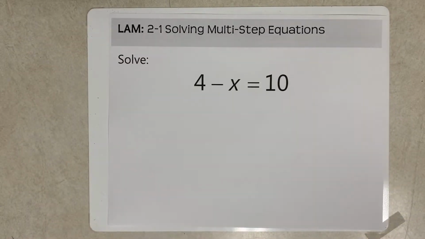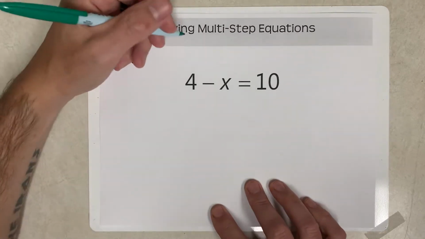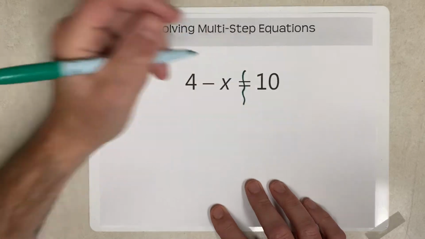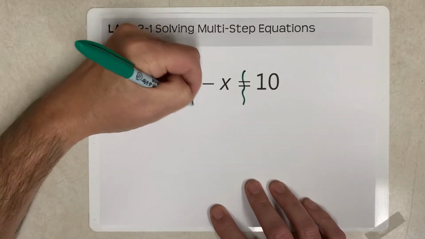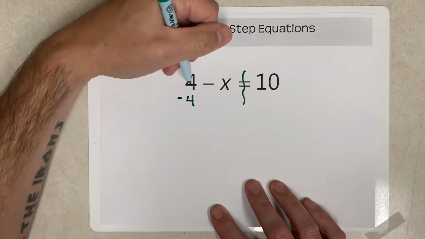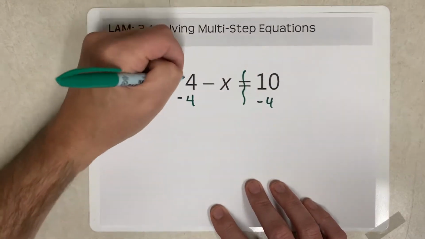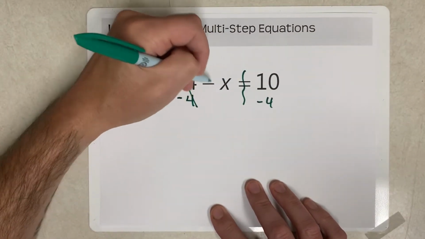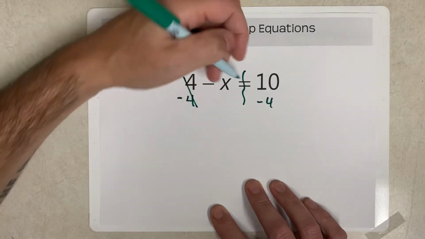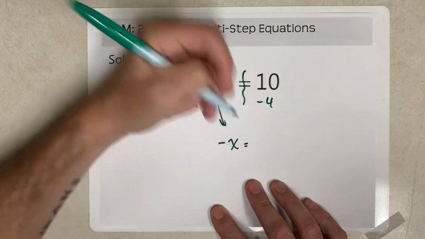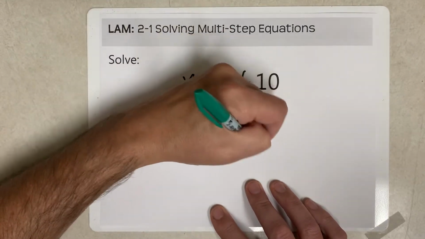4 minus x is equal to 10. Let's take a look at this one. We need to get rid of that 4. And so here's our river. We need to subtract 4 on both sides. We always deal with the constant first, and there's only one constant over here. So minus 4, cancel. This time I have to bring down this minus x. So the whole minus x comes down, can't forget that, equals 10 take away 4 is 6.